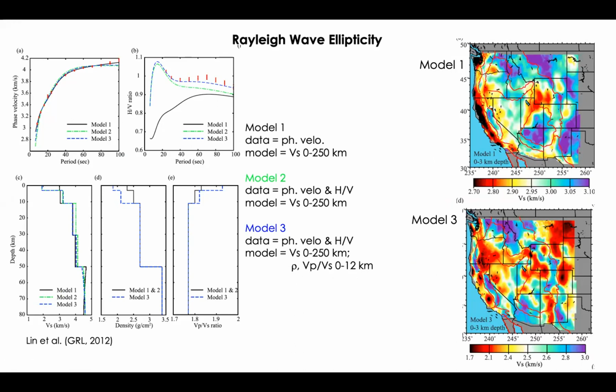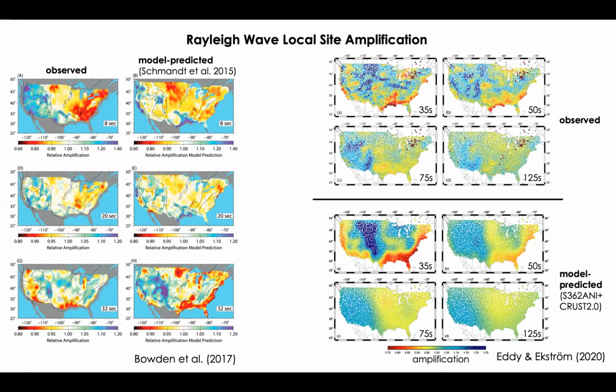Local site amplification, in contrast, is typically measured using one of two approaches. Bowden et al., on the left, applied wavefront tracking to ambient noise cross correlations to measure amplification. In this figure, they provide a comparison to predictions made using an existing 3D seismic model for North America from Schmandt et al. The comparisons show reasonably good agreement on the large scale features, but also show that it may be possible to add new information about the crust and the upper mantle by incorporating new constraints from amplification.